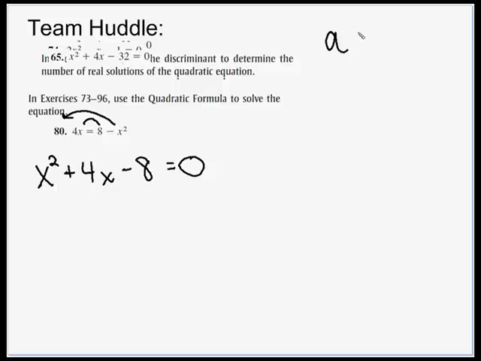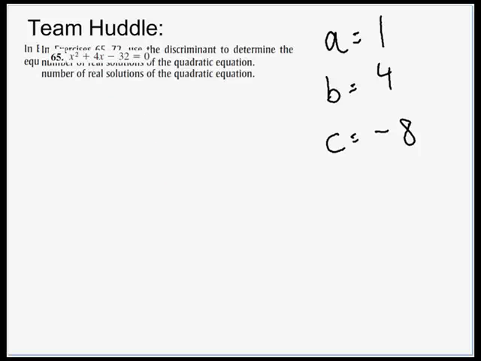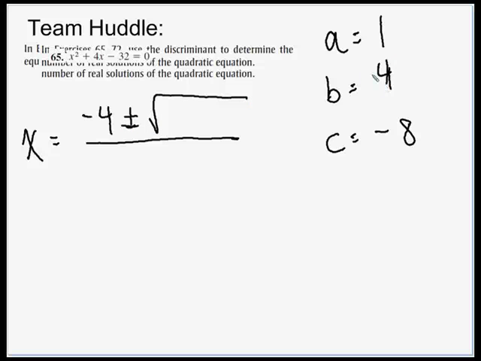So we extract our ABCs. A is 1, B is 4, C is -8. And let's get this out of here. Give me a little more room to write. And we start working on the quadratic. X equals, numerator is -b, or -4, plus or minus. We have our radical. B squared is going to be 4 squared, or 16, minus 4 times a is 1 times c is -8. All divided by 2a, or 2 times 1 is 2.